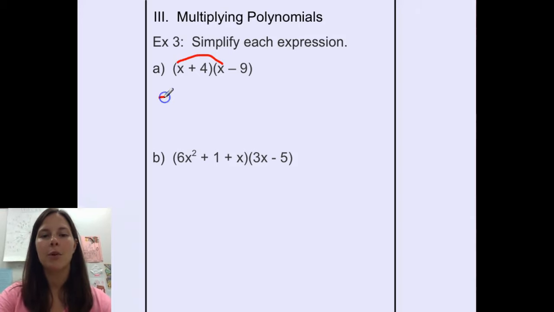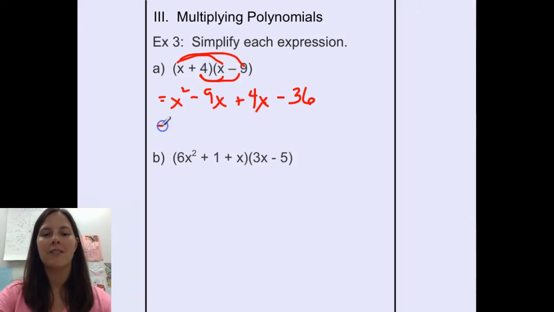Distributing my x to both pieces in the second set of parentheses. And then I'm going to distribute my 4 to both pieces in the second set of parentheses. We end up with some like terms with our -9x and our +4x, which gives us a total of -5x.